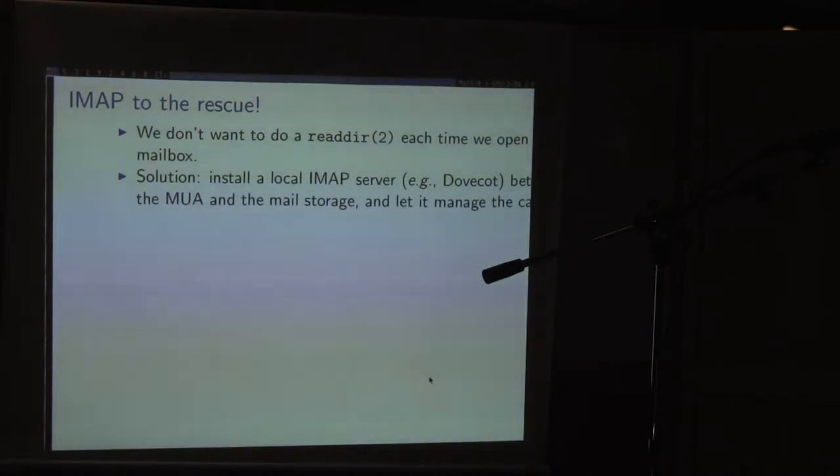We don't want to do a readdir each time we open the mailbox, which is the syscall that's being done when you use Maildir storage. The solution for that is to install an IMAP server, in this example Dovecot, between the mail user agent and the mail storage, and to let this IMAP server manage the cache instead of using the mail agent to manage the cache.